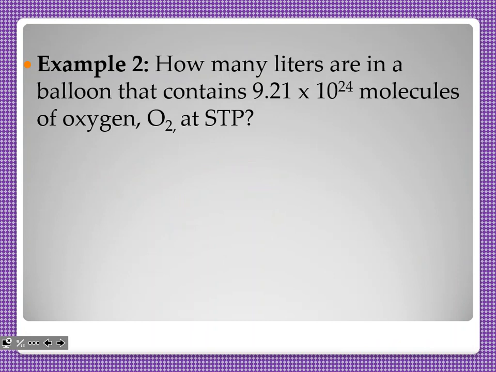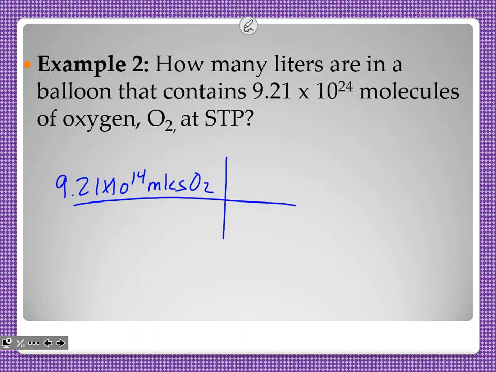9.21 times 10 to the 24 molecules of oxygen at STP. So yes, we're going to have to go to moles first. This is a two-stepper. So we have 9.21 times 10 to the 24th. Now I'm going to abbreviate molecules MLCS because we can't really use M-O-L-E-S because that looks like moles. So this is molecules of O2. So what number do I put down here, these molecules? This is going to be Avogadro's number, good, 6.02 times 10 to the 23rd. To get rid of it, we're going to go to moles of O2.